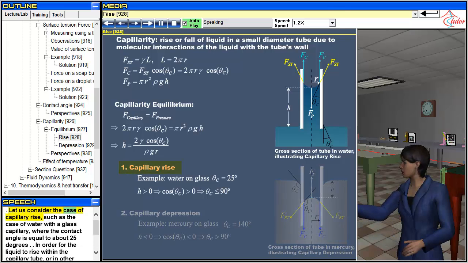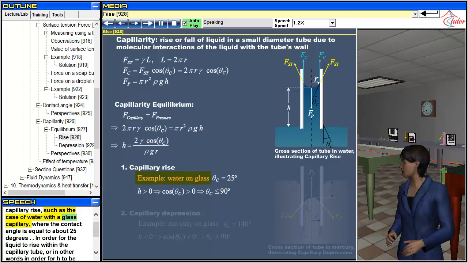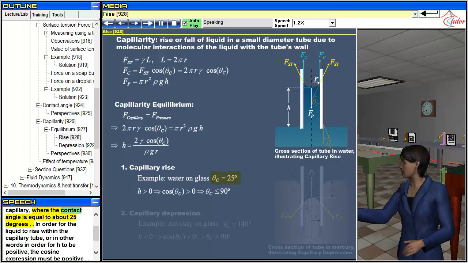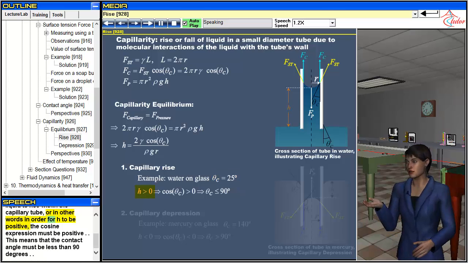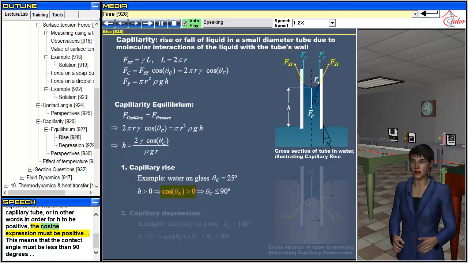Let us consider the case of capillary rise, such as the case of water with a glass capillary, where the contact angle is equal to about 25 degrees. In order for the liquid to rise within the capillary tube, or in other words in order for H to be positive, the cosine expression must be positive. This means that the contact angle must be less than 90 degrees.